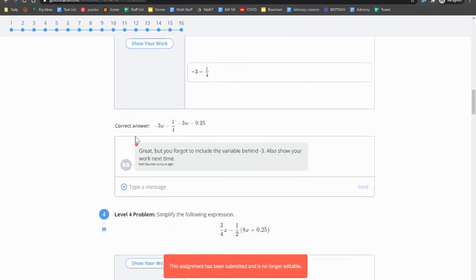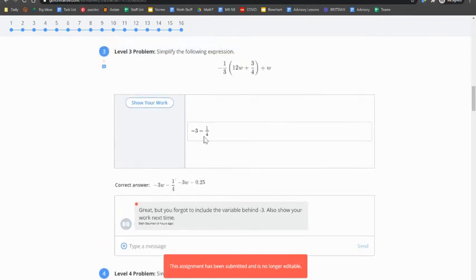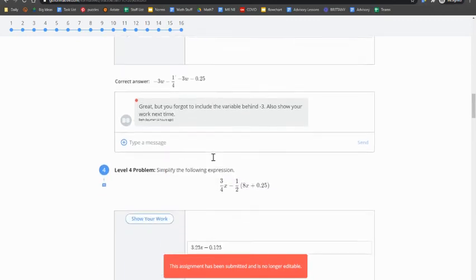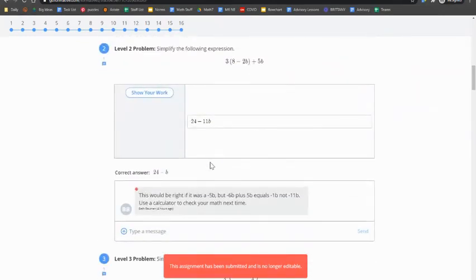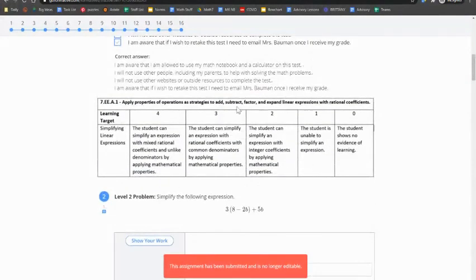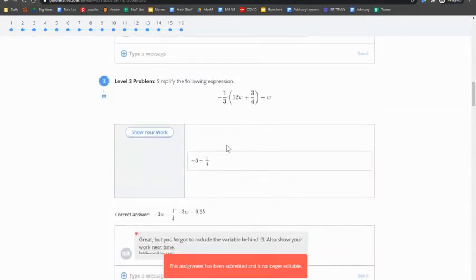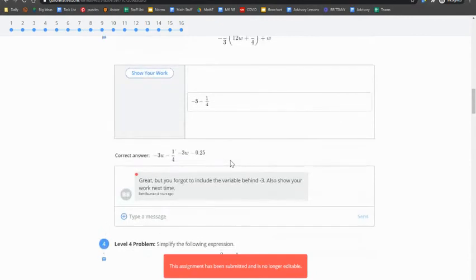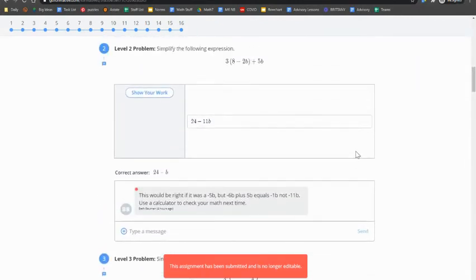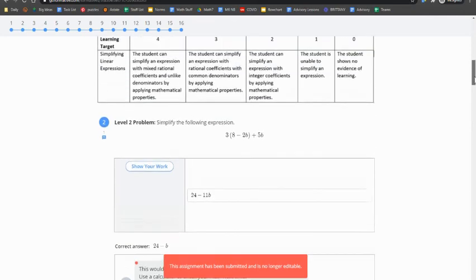If these match pretty closely, like for instance, if we switch the order, like negative 1/4 minus 3w, I still gave you credit for that. So you can see here where you fell. If you scored a 2 for this simplifying linear expressions, then you probably only got the level 2 problem right, and the level 3 problem and level 4 problem you missed. That's why you scored a 2. And so that's where those scores come from. If you have a question about how to figure out why you got a score or look back at your scores, please just email me and I'd be happy to meet with you to walk through it.